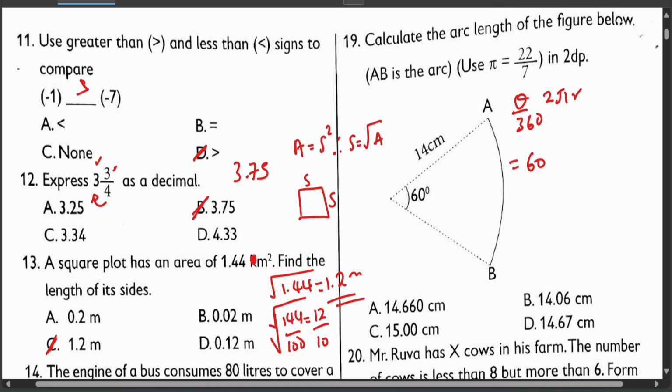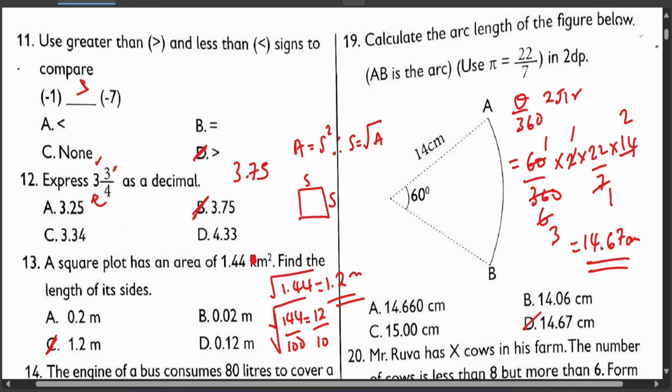So our theta is 60 divided by 360 times 2 times 22/7 times our radius, which is 14. So 7 goes into 14 twice. 6 goes into 360... 6 times. Divided by 2 gives you 3. Divided by 2 gives you 1. Then 22 times 2 gives you 44. 44 divided by 3 gives you 14.67 to 2 decimal places. Okay, 2 decimal place is this one.